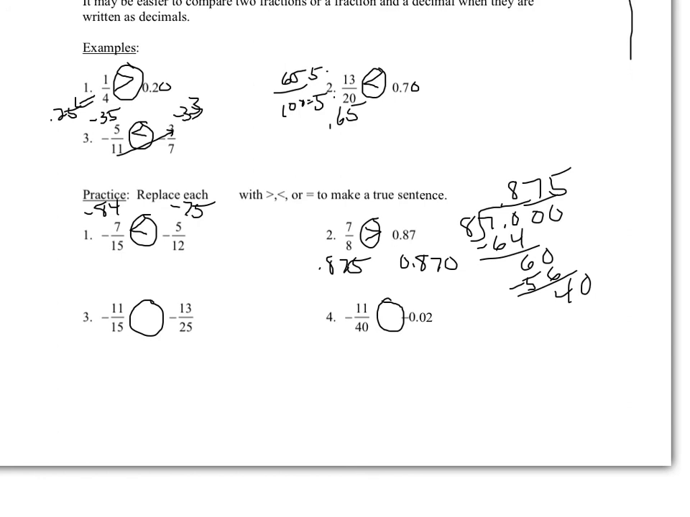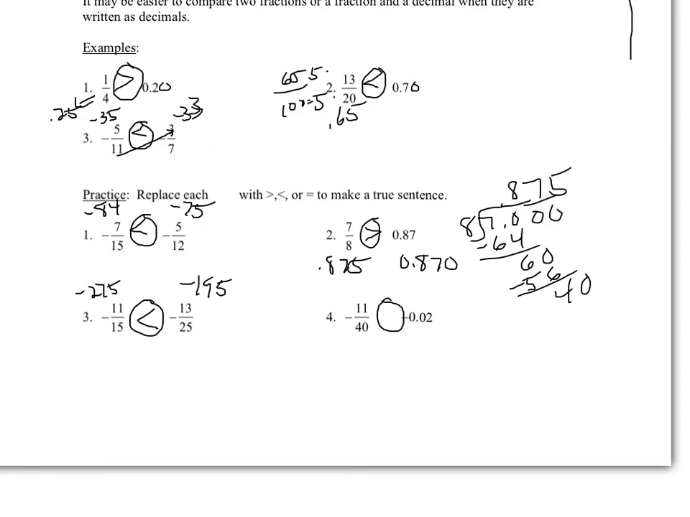Now with number 3, they're both fractions, so I'd probably use cross products. 25 times 11 is going to be a negative 275. 15 times 13 is a negative 195. And since we're dealing with negatives, negative 275 is going to be less than negative 195.